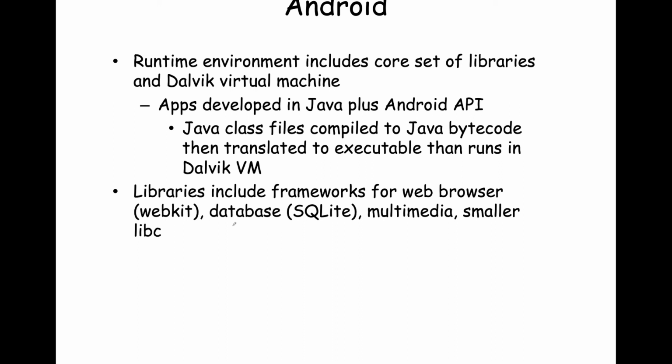And so Java class files are compiled down to Java bytecode and then it's translated to execute in something called a Dalvik virtual machine. And so you have all sorts of libraries available, WebKit, SQLite, multimedia stuff, as well as a smaller version of the C runtime library, libc, to execute C programs as well.